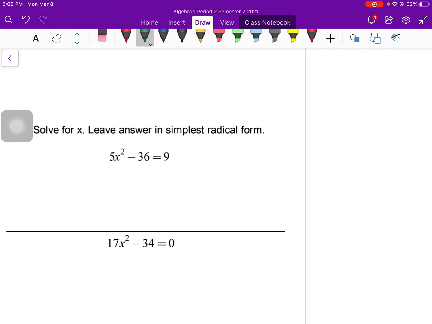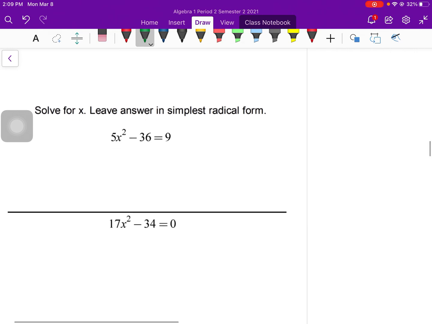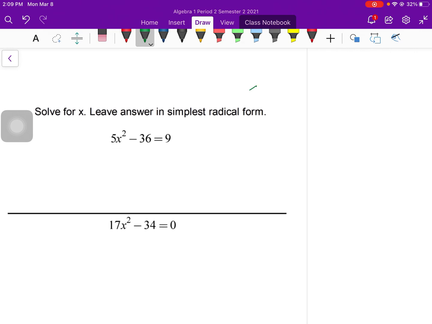All right, now for this one, it says leave answer in simplest radical form. That is an indicator, a hint, that we are going to square root both sides. We're going to do square rooting, because if we're factoring, we don't actually see square roots ever show up. All right, so I'm going to add 36 to both sides. 5x squared is equal to 45. We're going to divide both sides by 5.